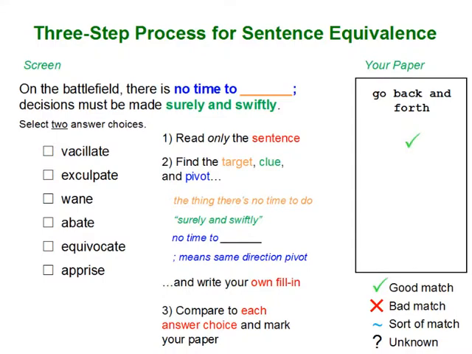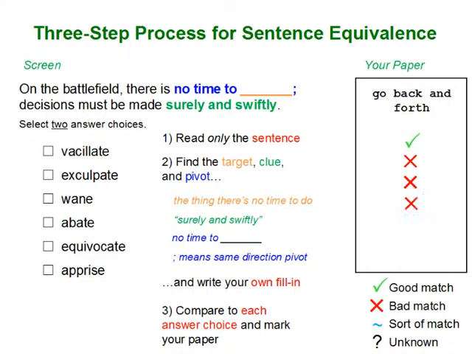In fact, I accidentally slipped and said that a moment ago, didn't I? So vacillating, going back and forth. Exculpate, not quite. Exculpate means to free from blame. Wane, like the moon wanes and waxes. Wane can also be used to just indicate a general decrease. My energy was waning after the 4-hour lecture, or my confidence was waning after I lost 3 games in a row, something like this, to diminish.